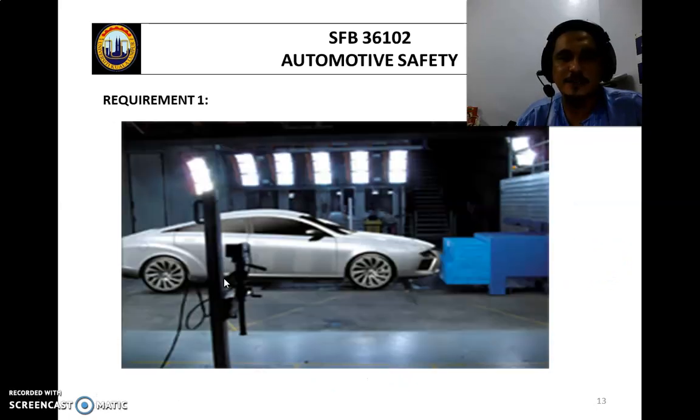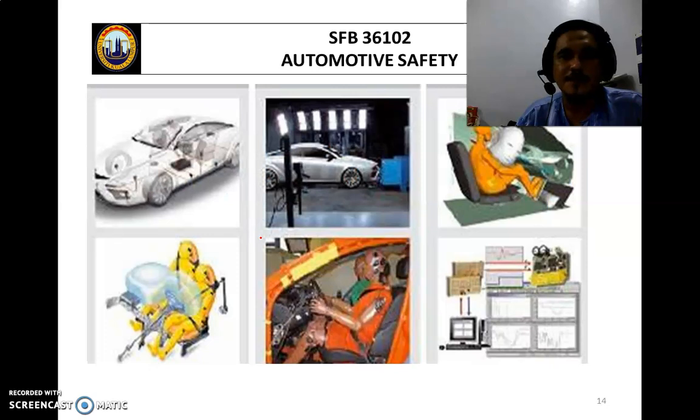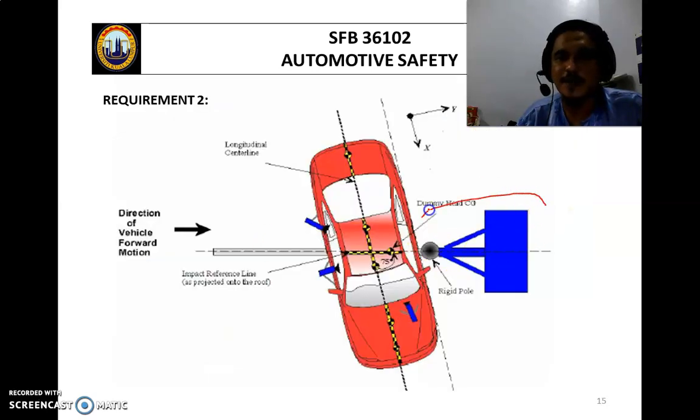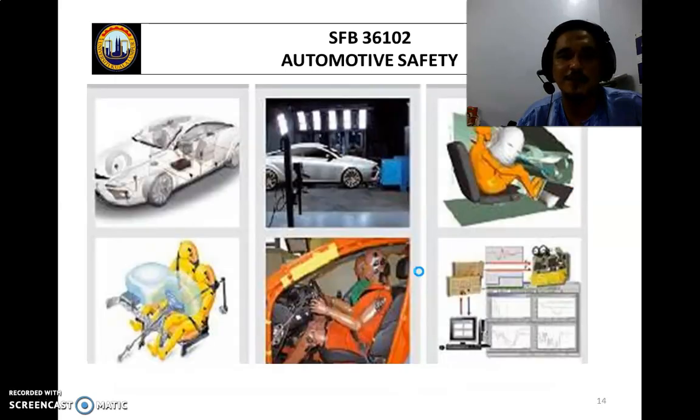So where is the R point? So here is the R point. Okay, so this is the barrier actually. The barrier hitting the car at 52 km per hour must hit from 90 degrees to hit the R point. Alright, so this is the requirement for the side collision.